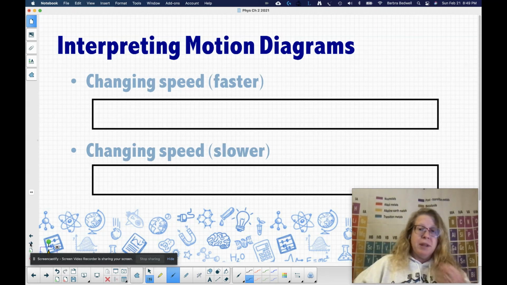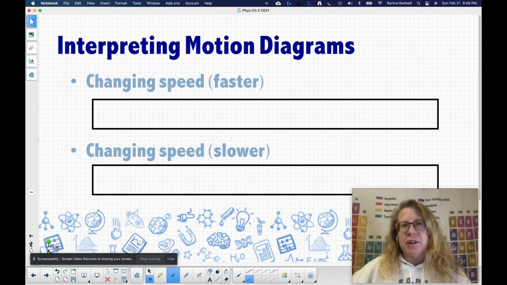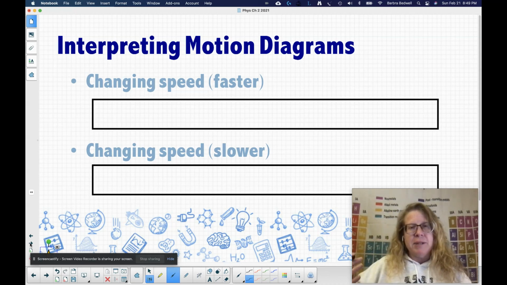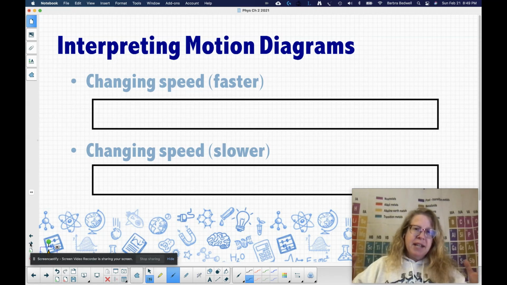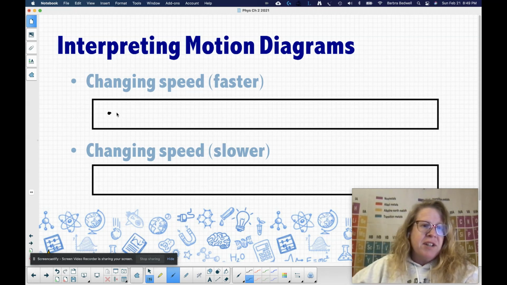So if we want to do it with a little bit more acceleration to it, if it's changing speed and getting faster, think about now how those dots are going to be spaced out. Are the dots going to be staying the same distance apart? Are they going to be getting further apart? Or are they going to be getting closer together? Every series of dot, remember, every dot equals like a second. It's a time interval.